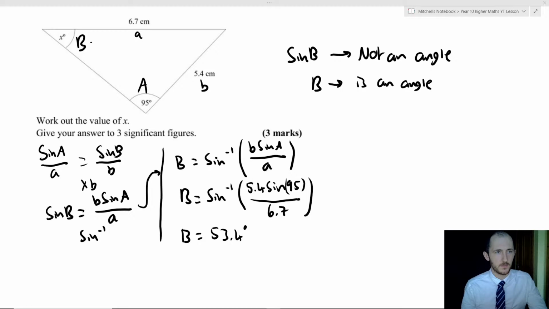And I hope that that was not too shabby. It's not too bad once you get the hang of it, I promise. And again, I'm going to write 3 significant figures, just to make it seem okay.